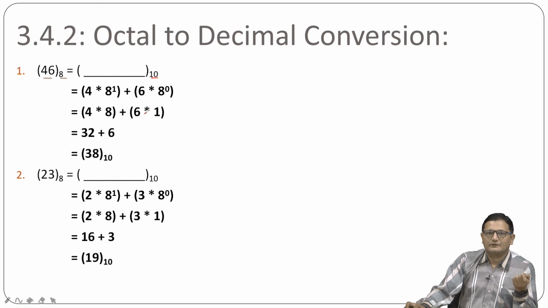Okay, so how can we do this? If you recall how we converted a binary number into a decimal number, it's the same here. The number is 46. You just write down 4 and 6 here. Then you start in reverse order. First you mention 8 raised to 0, then 8 raised to 1. Suppose a third digit is there, then you multiply that digit with 8 raised to 2.